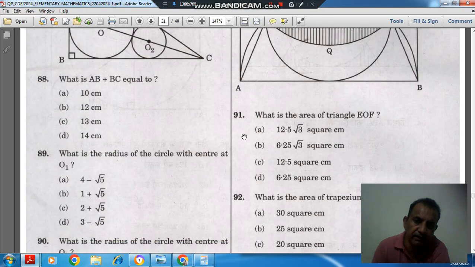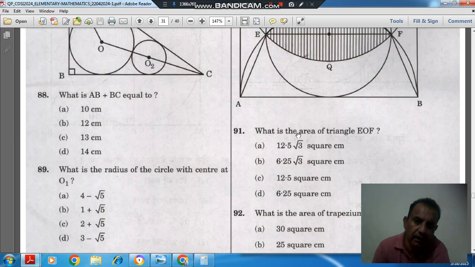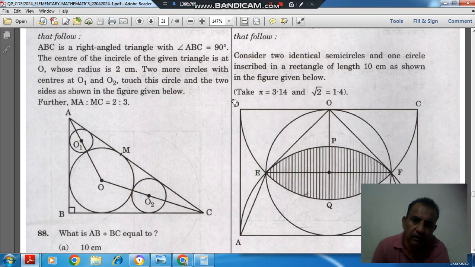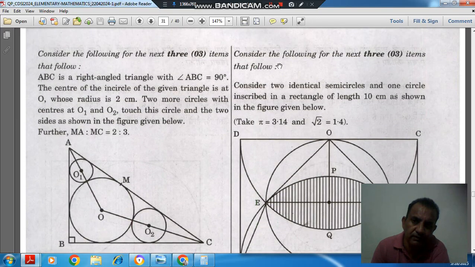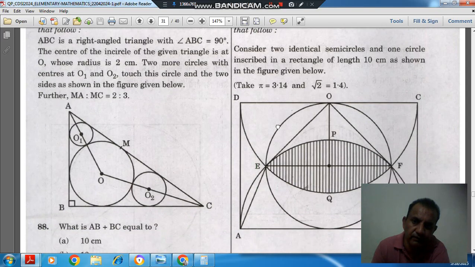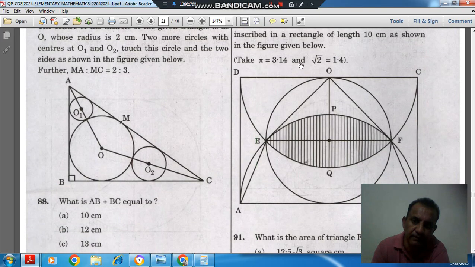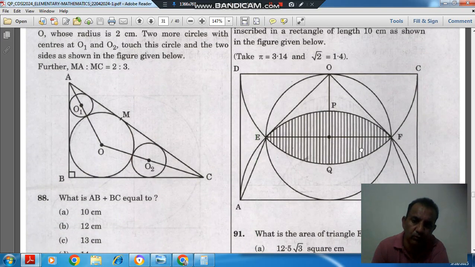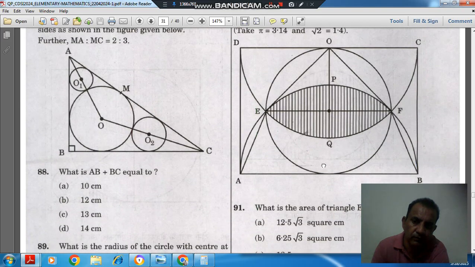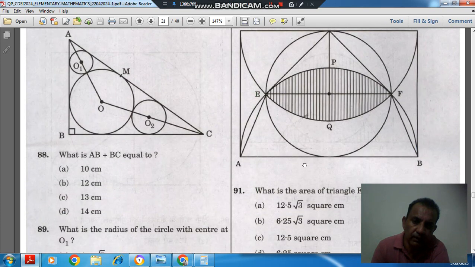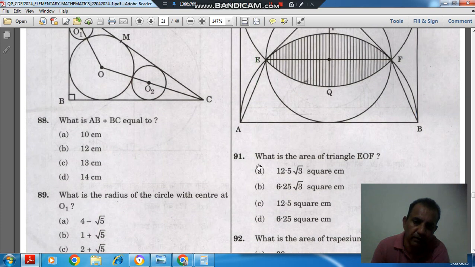Question number 91, 92 and 93 has a common statement, and the statement is: consider the following for the next three items that follow. Consider two identical semicircles and one circle inscribed in a rectangle of length 10 centimeter as shown in the figure given below. Take pi is equal to 3.14, root 2 is equal to 1.3.